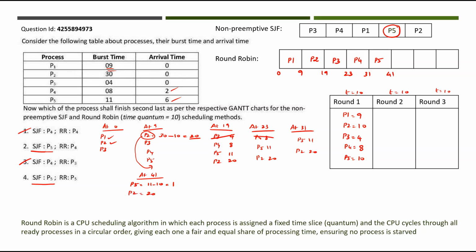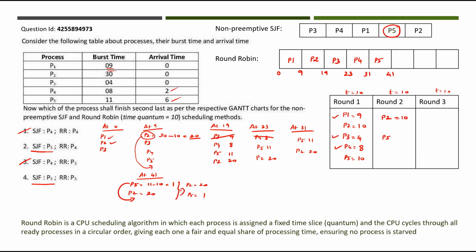P2 has remaining 20. But once P5 has finished execution, it will move in the circular order next to P2. So the order will be P2 will be having 20 and P5 will have remaining 1 execution time. All the 5 processes have completed round 1 of execution. In that, P1, P3 and P4 have completed execution totally. What are the remaining processes here? P2 and P5. In round 2, P2 will take 10 burst time again.